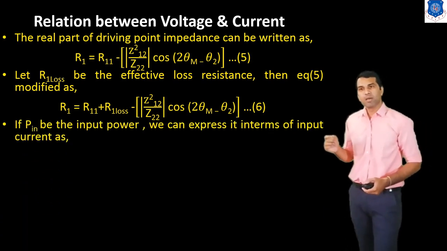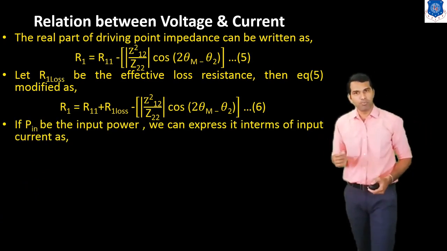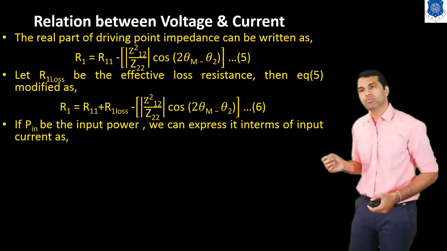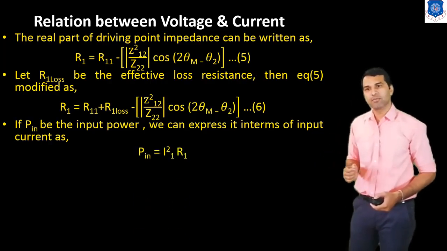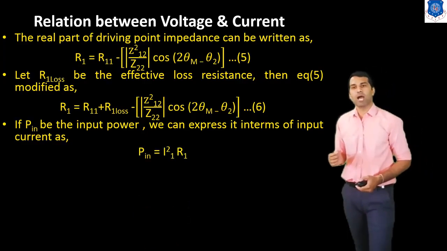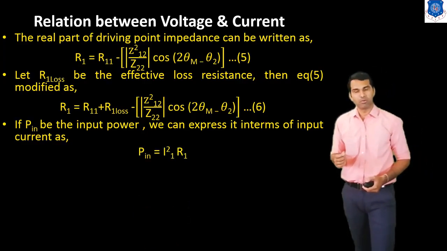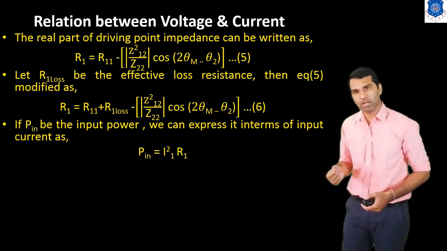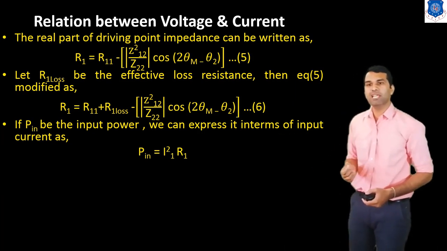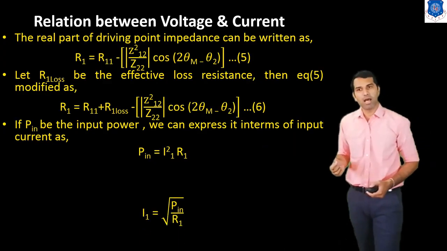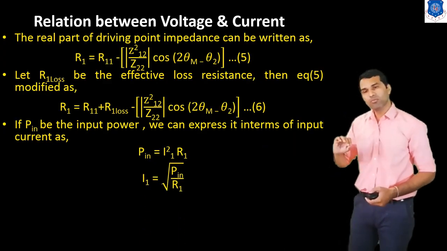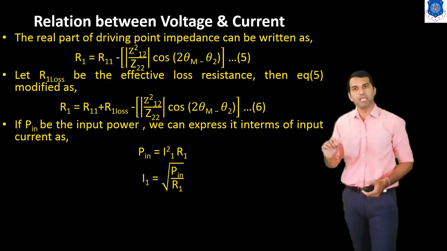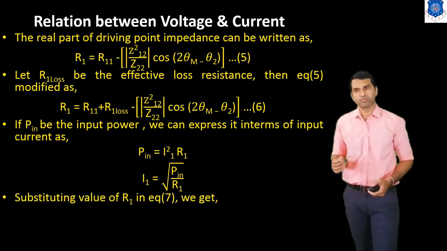If Pin is the input power, then we can express it in terms of the input current as Pin is equal to I1 square into R1. We know the relation between power and current, like P is equal to I square R. So we can write Pin is equal to I1 square into R1. And from this equation, we can write I1 is equal to under root of Pin upon R1.